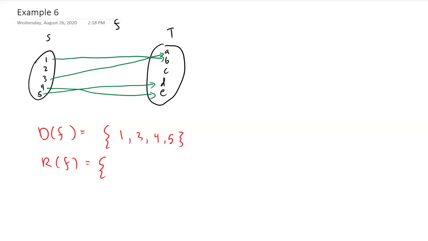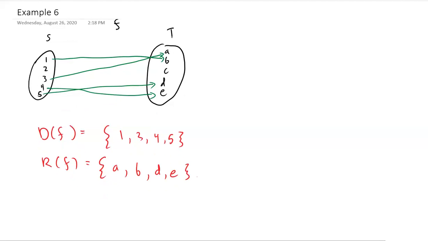So here the range of this function is the set containing A, B, D, and E. So this is the first example of a function mapping a set into a set whose domain and range are not necessarily equal to the input and output sets.